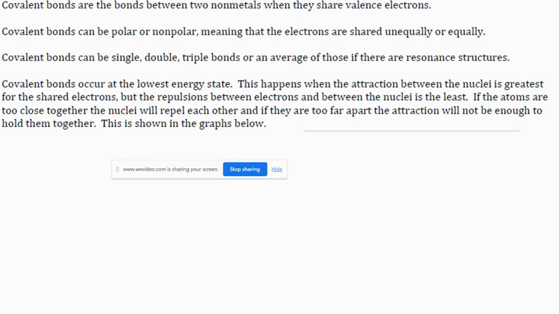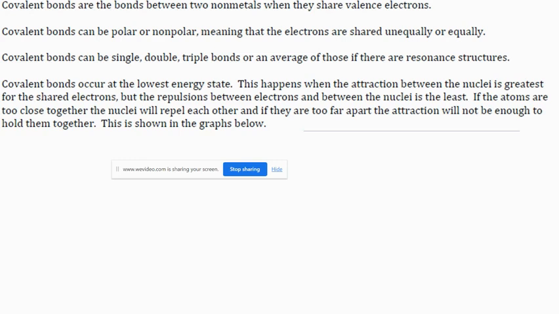All right. Covalent compounds are bonds between two nonmetals when they share electrons. They can be either polar when it is an unequal sharing, or they can be nonpolar when it's an equal sharing. Covalent bonds then can be single, double, or triple bonds, or an average of those where there is resonance. And we've talked about resonance back in regular chem and honors chem. I will be talking more about that as we move through the next part of this week or so.